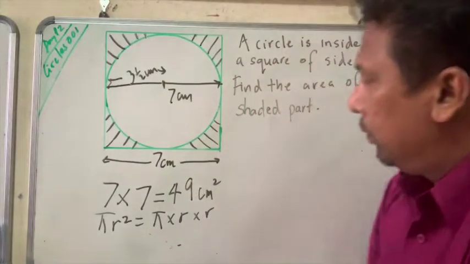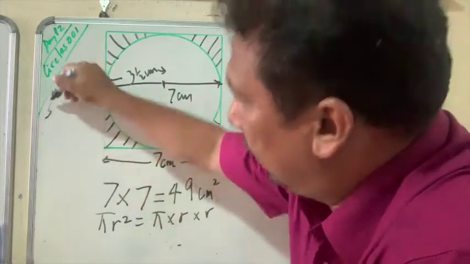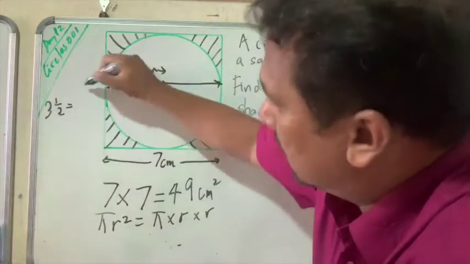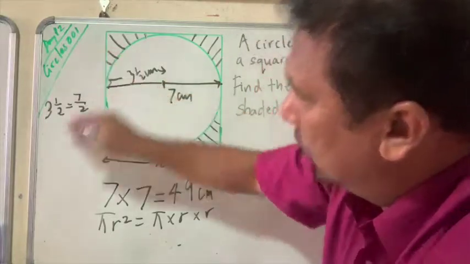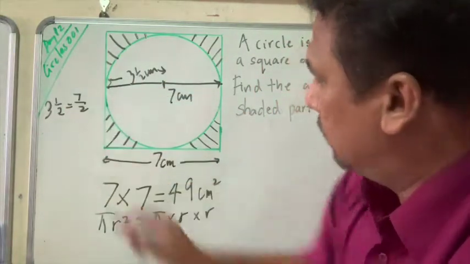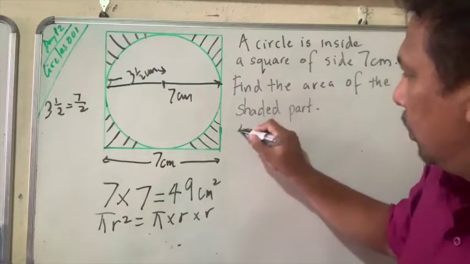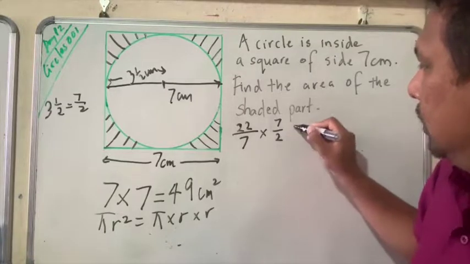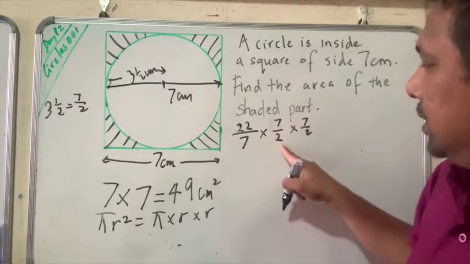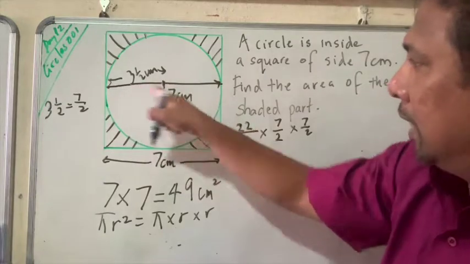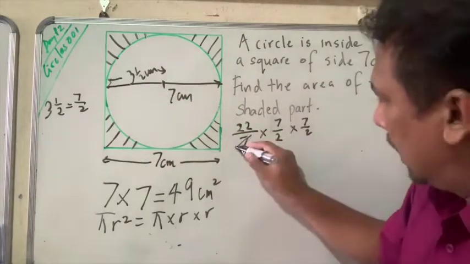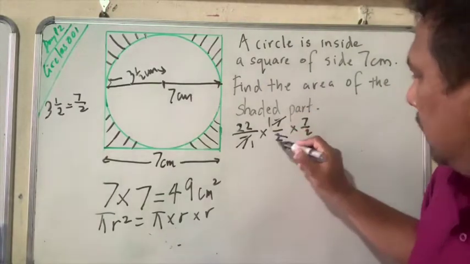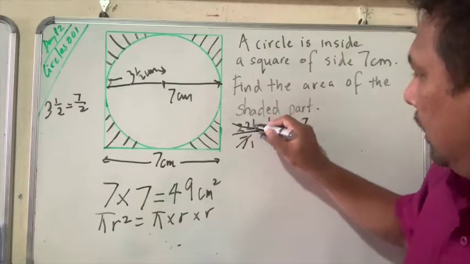So let's work it out. First of all, you know that 3.5 cm is equals to, as an improper fraction, 7 over 2. 3 times 2 is 6. 6 plus 1, 7. 7 over 2 cm. So I'm going to take pi to be 22 over 7 times 7 over 2 times 7 over 2. What is this? This is the radius. Radius is half the diameter. So we can divide by 7 here. Divide by 7, you get 1. You can divide by 2 over here, you get 1. And divide by 2, you get 11.